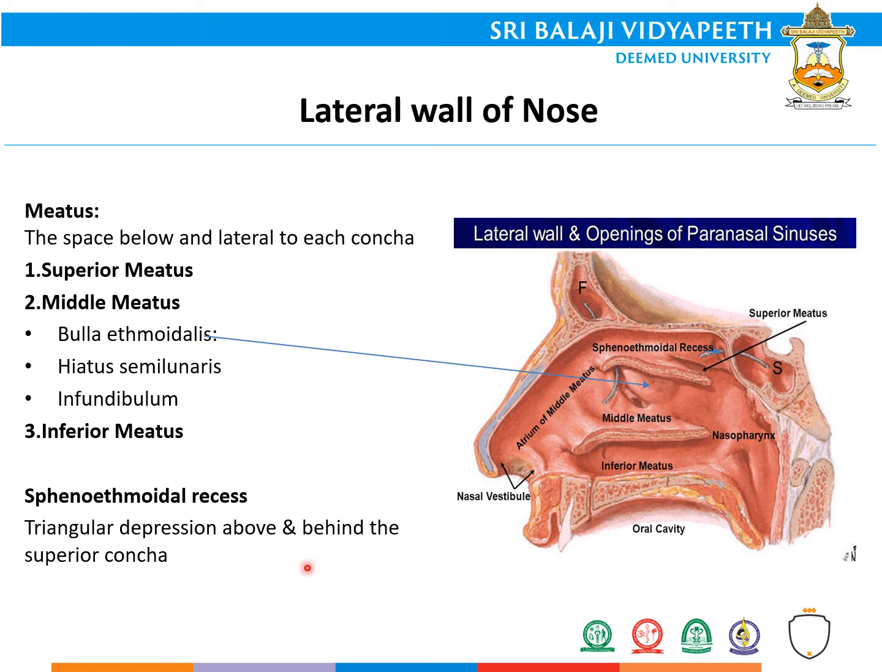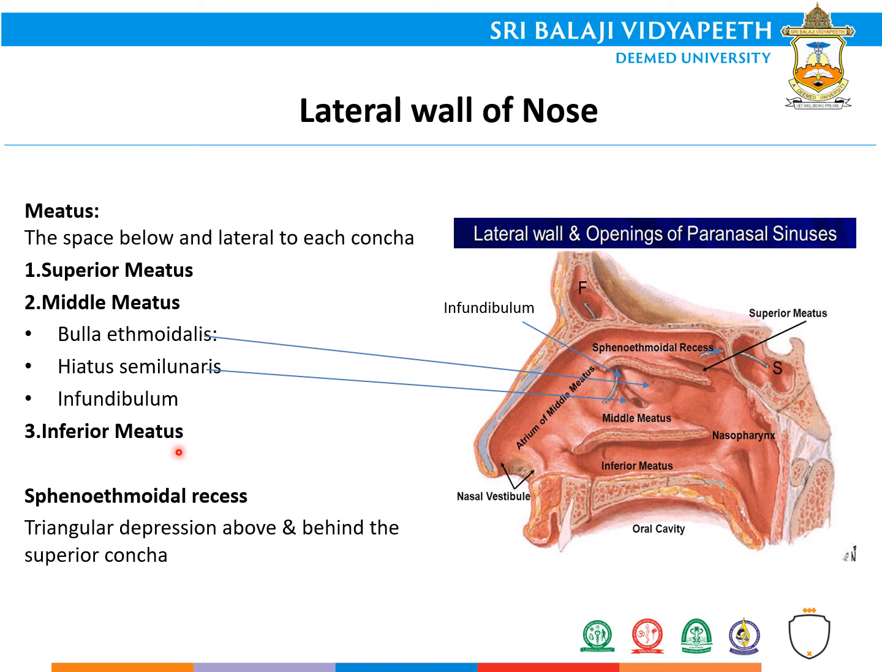And then you have something called the hiatus semilunaris. This hiatus semilunaris is a cleft which is present immediately below the bulla ethmoidalis, right? And then you have something called the infundibulum. What is this infundibulum? This hiatus semilunaris expands anteriorly into a funnel-shaped structure. So this funnel-shaped structure is what is called the infundibulum.